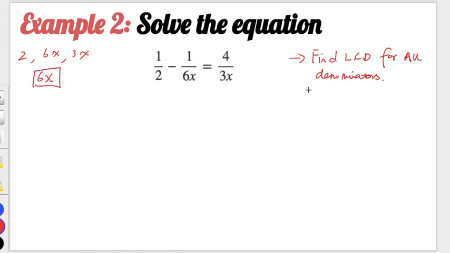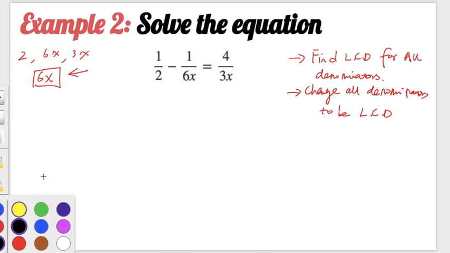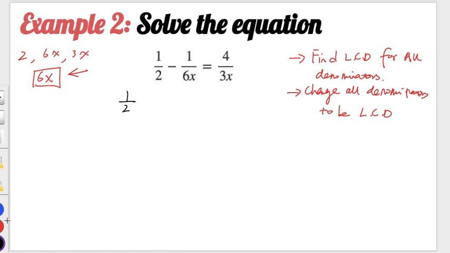So which means our next job is to change all denominators to be the LCD. In this case it is 6x. So we are going to work on this goal. Now let's write them down. So 1 over 2, we know we need to multiply. What gave us 6x is 3x, right? Because 2 times 3 is 6, and we need x there. 6x is already covered, so nothing we need to do for that. We just copy it down.